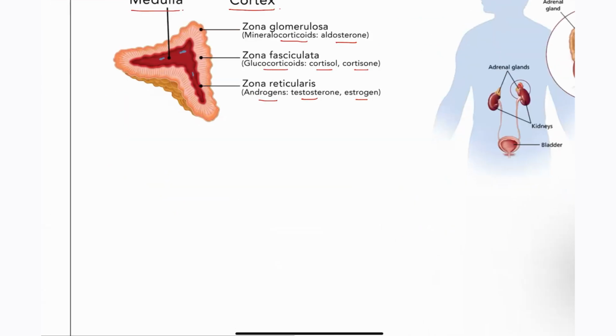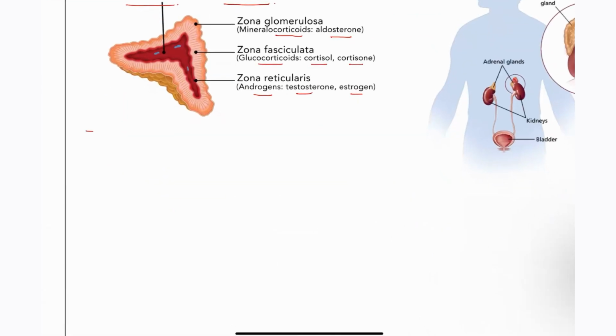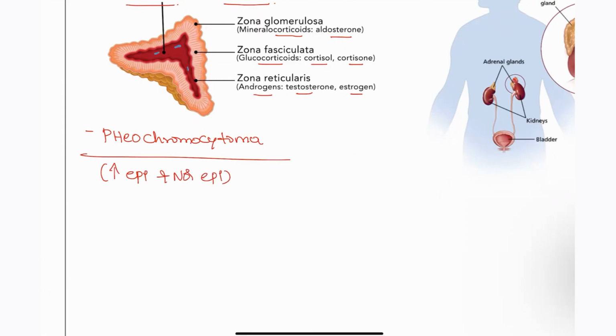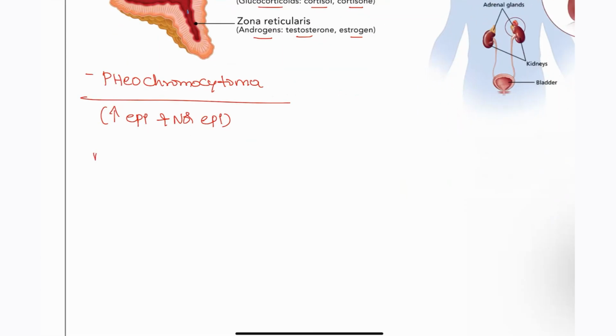Okay. Next, what is the disease associated with the medulla, guys? That is pheochromocytoma. So pheochromocytoma will cause increased epinephrine and increased norepinephrine. So catecholamines are going to be secreted high in this patient, and this is the most common benign tumor in the suprarenal gland.